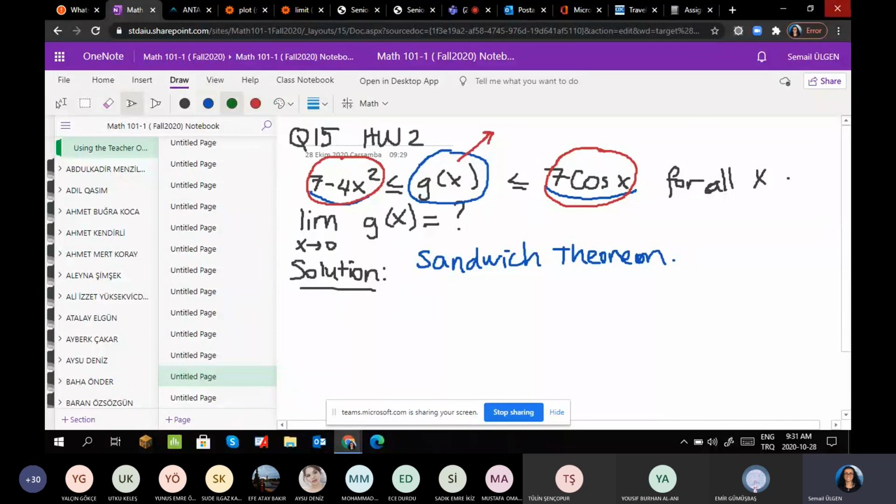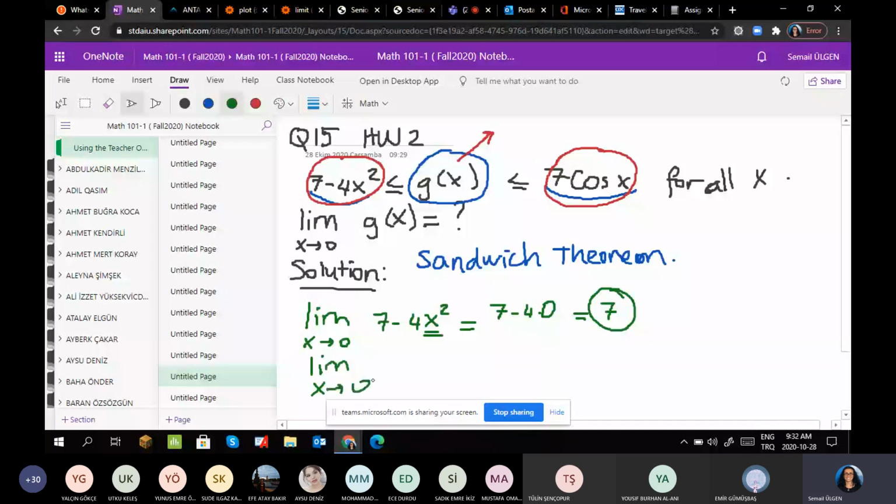Therefore, I am going to find the limit of 7 minus 4x squared first. This is a polynomial. When you're taking the limit of a polynomial, you just plug in the x value. This is 7 minus 4 times 0, which is 7. And let's find the limit as x approaches 0 of 7 times cosine x. Trigonometric functions like this are nice, so we just plug it in. Cosine 0 is 1, 7 times 1 is 7.